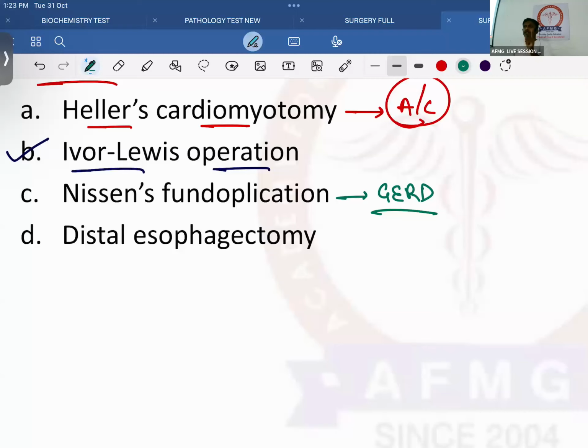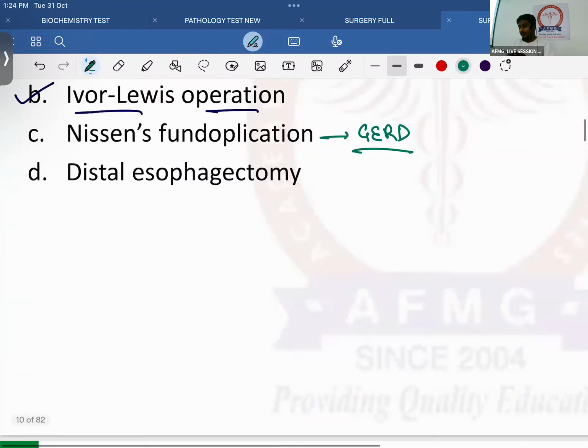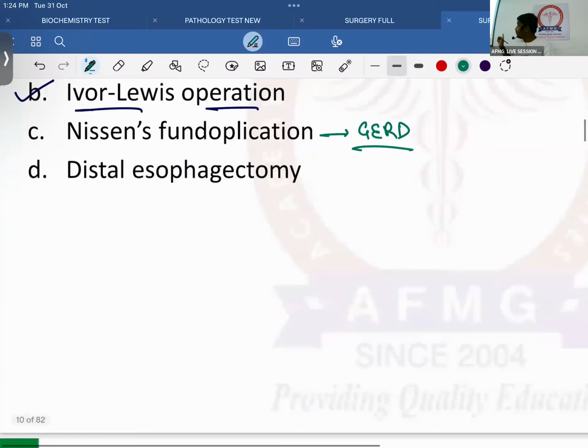शाबाश. और if I say with score beta, important है. DeMeester score more than 14.7 makes a diagnosis of GERD. कोई दिक्कत नहीं है. तो याद रखना हमेशा investigations are not the first line in cases of GERD. ठीक है? No issues with this. Distal esophagectomy यही है. Orringer esophagectomy is distal esophagectomy. ठीक है? Ivor Lewis is the mid esophagectomy.